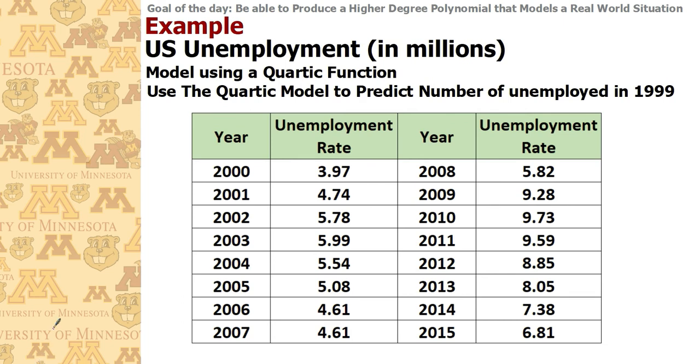All right, model using a quartic function. So that's degree 4, okay? Use the quartic model to predict the number of unemployed in 1999. Here they give me the year, and then the rate, the unemployment rate. And so again, we're going to plug, and it's telling me to use a quartic model.